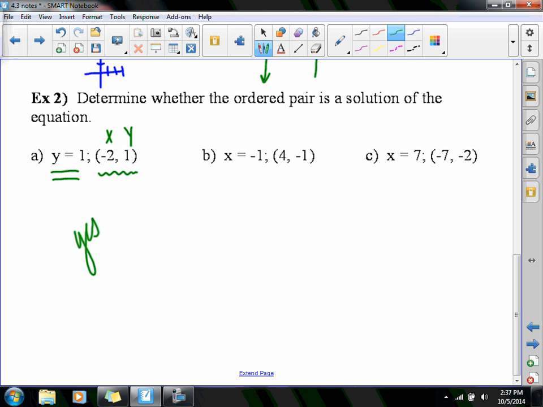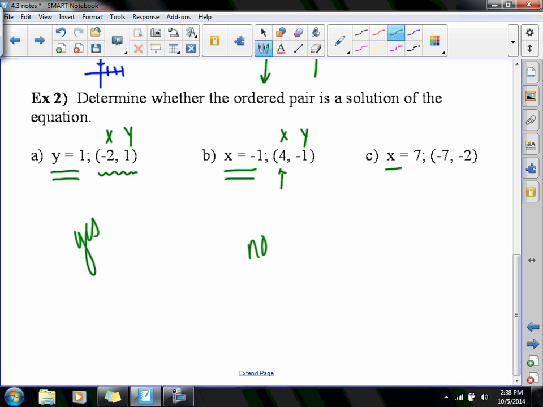For part B, I have x equals negative 1. So that means in my ordered pair, my x value has to be a negative 1. Uh-oh, but it's not the x value that's a negative 1. It's the y value that's a negative 1. So no, that ordered pair is not going to be a solution.